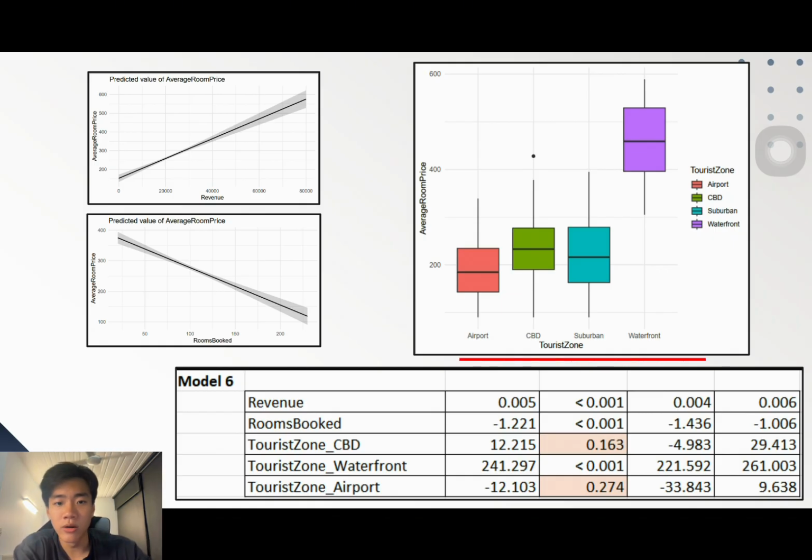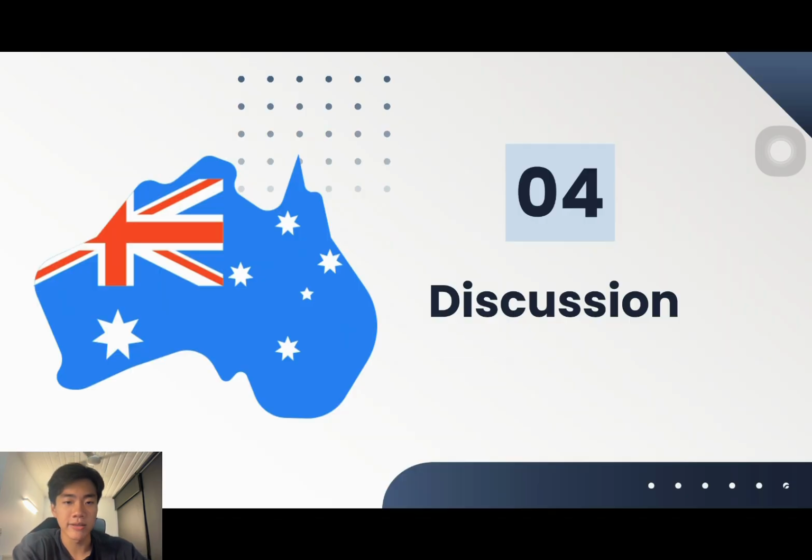About the tourist zone, by looking at the summarized bar plots here, we can conclude that hotels which are located in waterfront have the highest average room price compared with other zones in the data set, and this effect is significant. So I will move the part for Chandler and Bao to the discussion part.